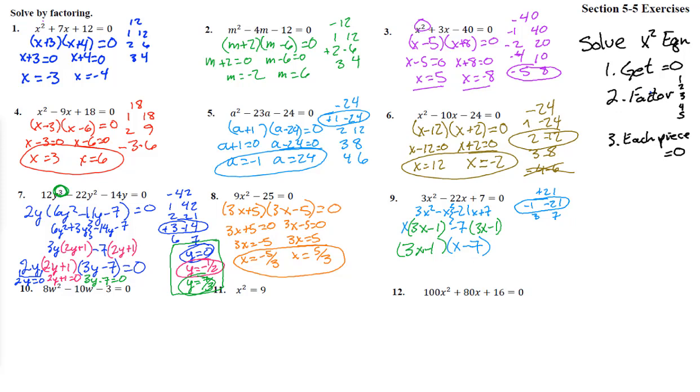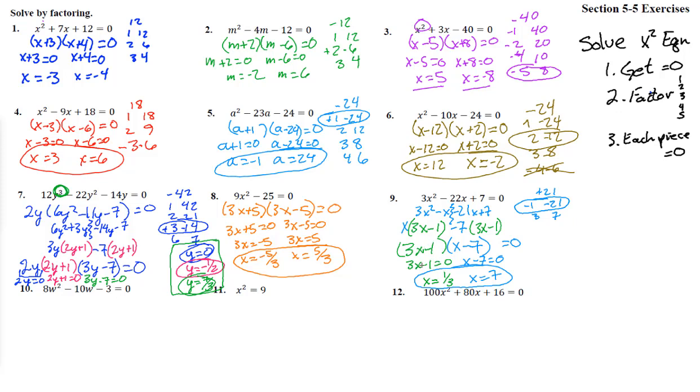And now don't forget, all that equals 0. So now that we factored it, we have 2 things timesing together equals 0. Each piece equals 0 will give us an answer. So here we take 3x minus 1 equals 0, add 1, divide by 3, and we get x equals 1/3. And here, x minus 7 equals 0, add 7, and we get x equals 7. So here are the answers for those guys.